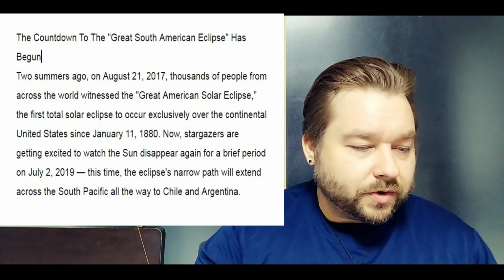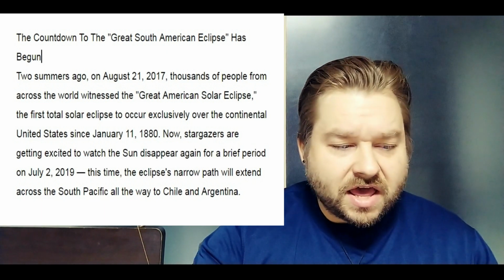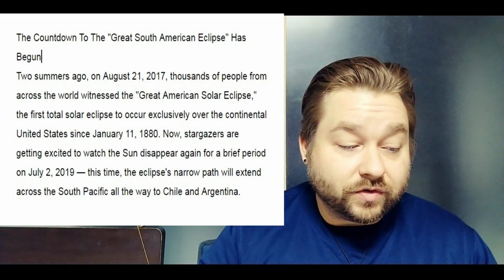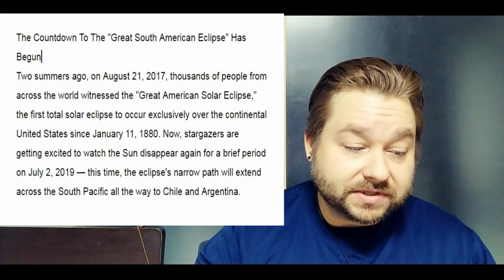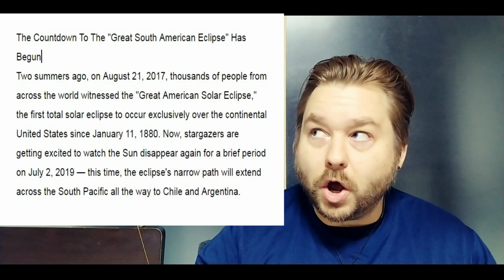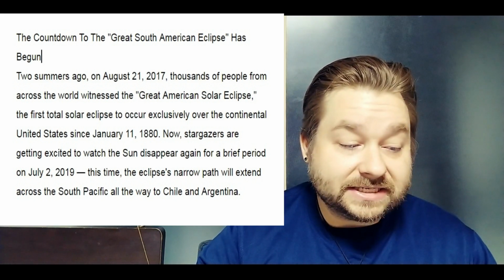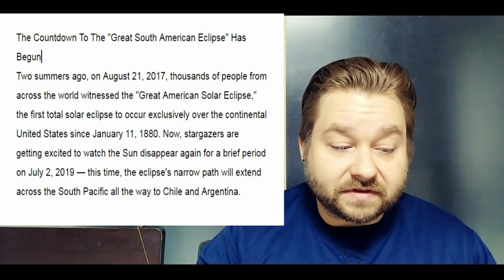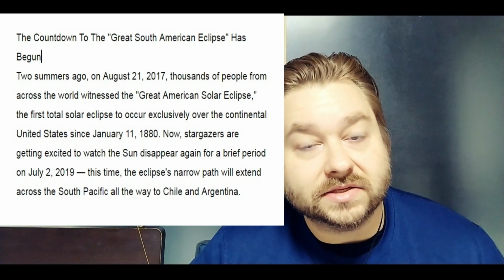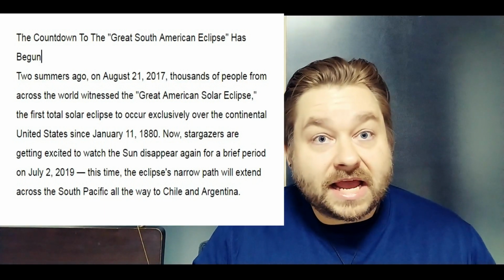Two summers ago, on August 21st, 2017, thousands of people from across the world witnessed the Great American Solar Eclipse, the first total solar eclipse to occur exclusively over the continental United States since January 11th, 1880. Whew, that's a long sentence, right? That is a long sentence, and that happens.